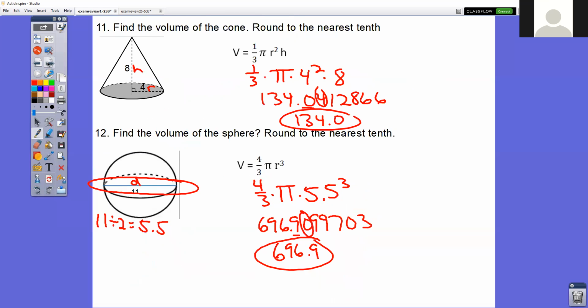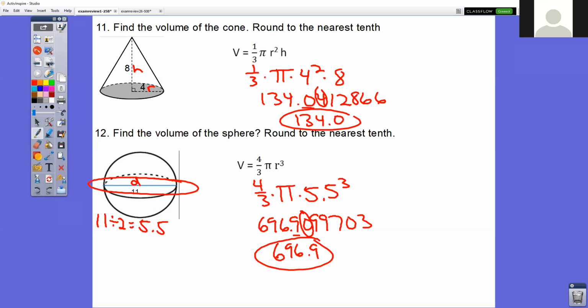In question number 11, find the volume of the cone. So 4 is your radius, 8 is your height. Sub the numbers in to the formula where they belong. So 1/3 times pi times 4 squared times 8. You get this big long decimal, rounding to the nearest tenth, you get 134.